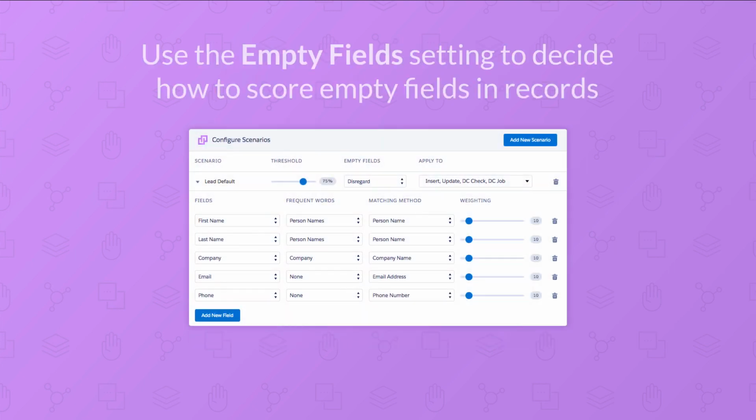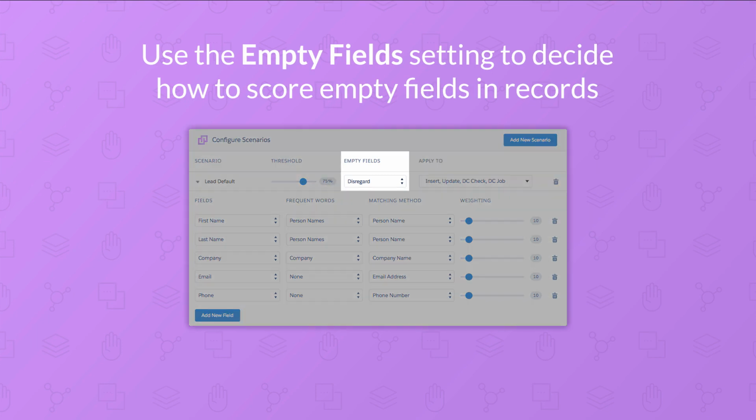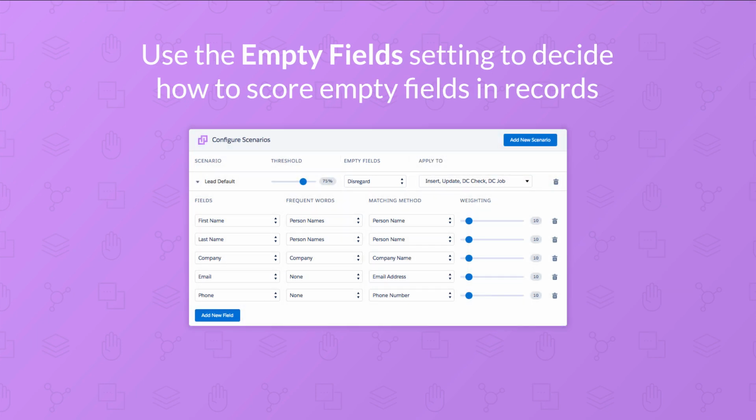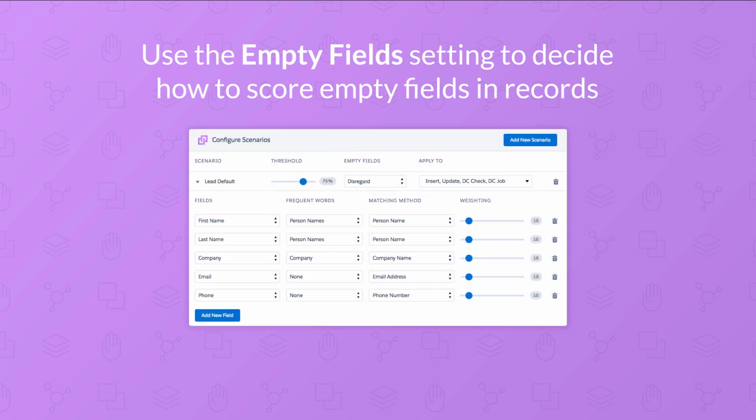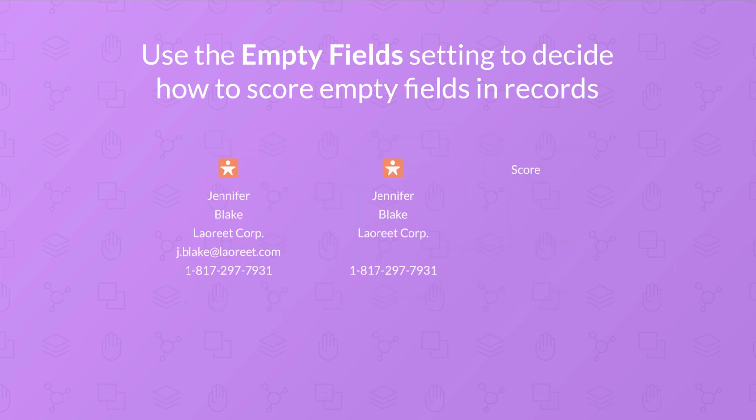Alright, we're almost there. The last setting we didn't discuss yet is the empty field setting. When comparing records, it can happen that a field in some records is not always populated. The empty field setting decides how Duplicate Check should handle that when comparing the records. Check out this example. Record A is populated at all fields. Record B has a missing email address. By setting the empty field setting at disregard, Duplicate Check will not take into account the email address field at all and can still trigger a 100% score by comparing the other fields in your scenario.